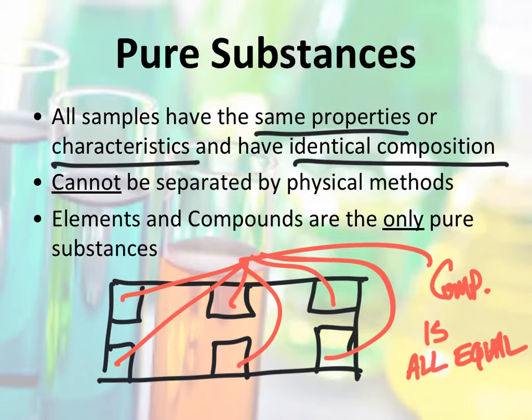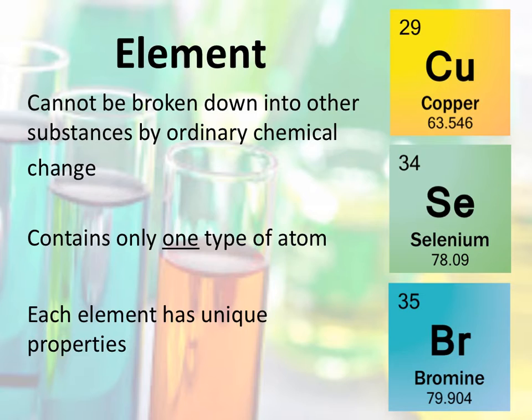The other thing is they cannot be separated by physical methods. In other words, I can't take a hammer and cut this in half or whatever and make it something different, right? They can't be separated by physical methods, and there's only two things that are pure materials: elements and compounds. The most basic, fundamental building block of all matter that has unique properties in only one type of atom is an element. There are about 120 of them.